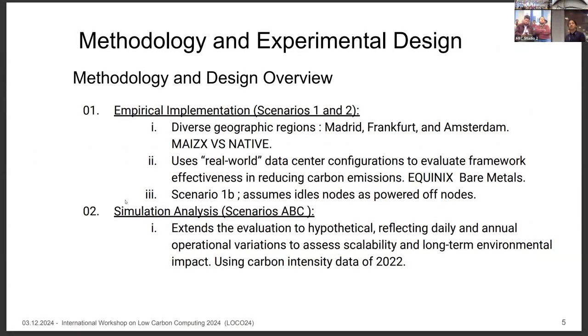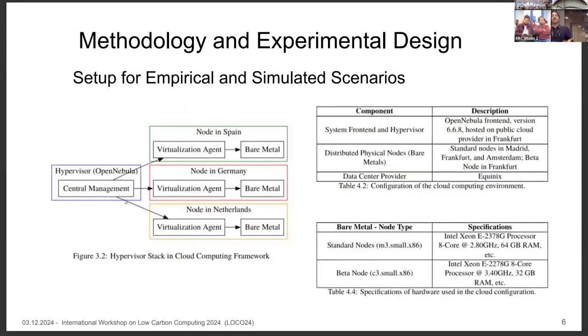For the methodology that we used to develop this framework and also to get the results, we deployed three different nodes in Europe, specifically because Europe has a high density of data centers. So we have the flexibility to move things around. We used real data centers for this scenario. We used Equinix, which is one of the major data center providers, and also provides data centers for the hyperscalers. So we are comparing to a real public cloud operation here. Then, with the results from the implementation, we simulated this scenario into the year 2022, using the carbon intensity data from 2022 and assuming the same load through the whole year to make different types of experimentation.